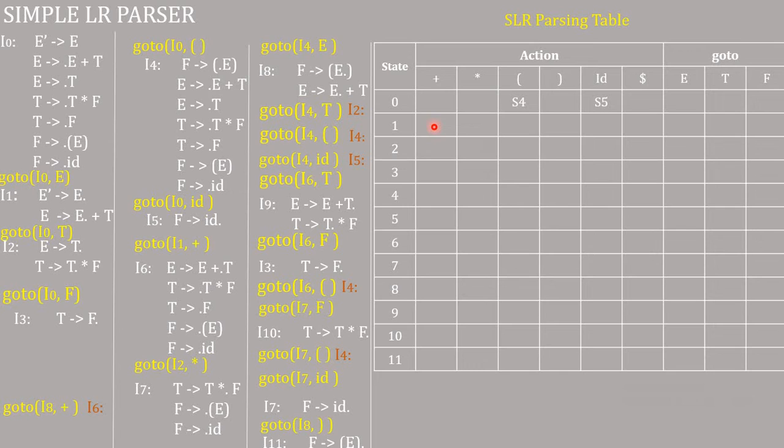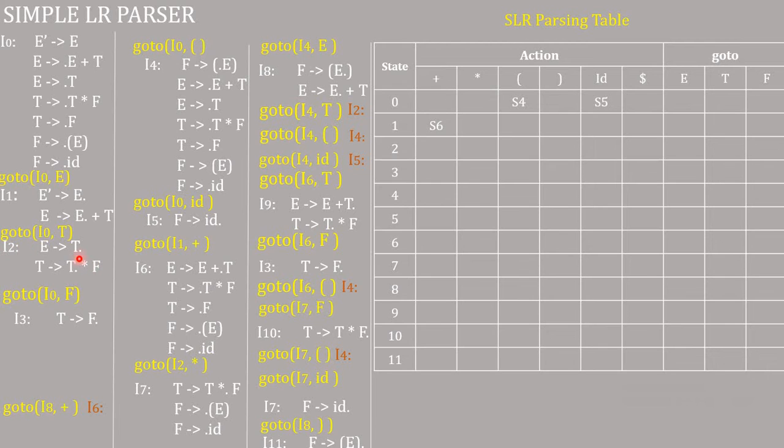Go to of I1 comma plus. So what is the result of go to of I1 comma plus? It is I6. So here we have to place S6. Then you don't have any other operations here, right? So next we can go for state 2.